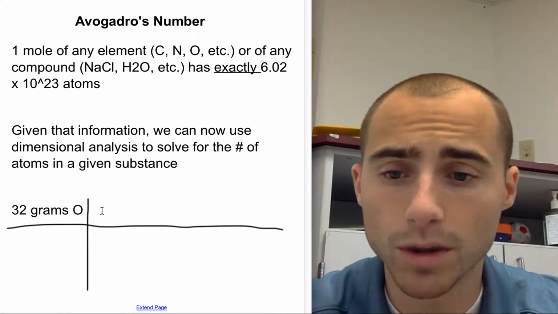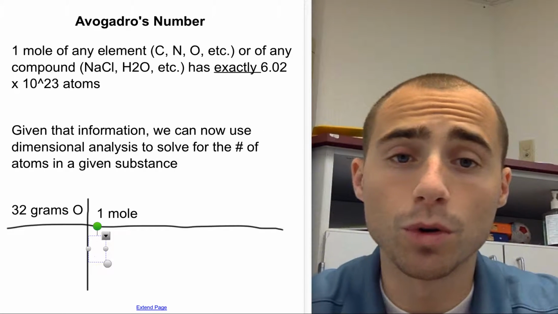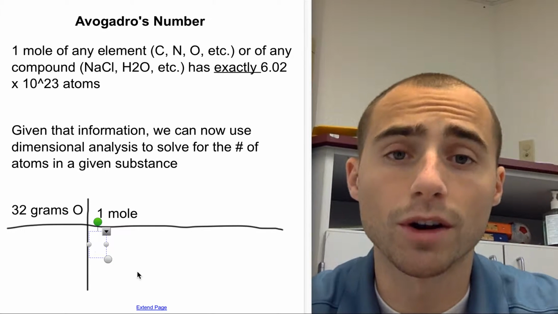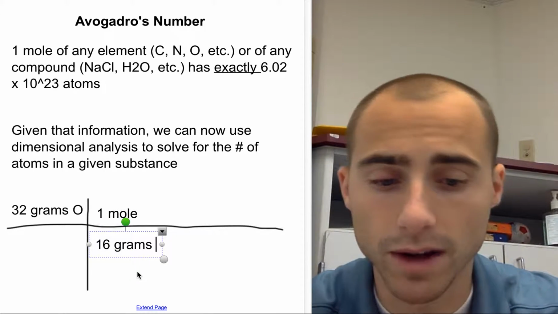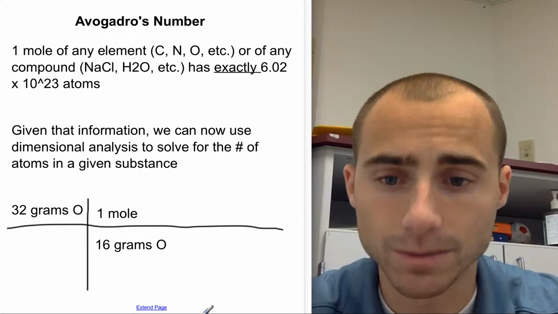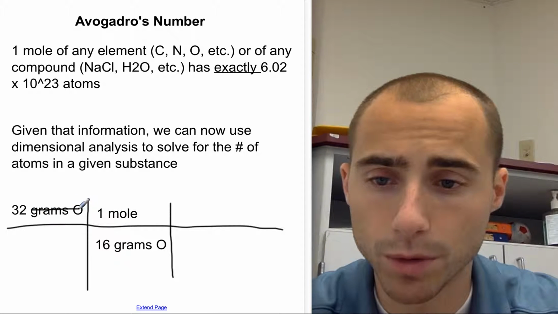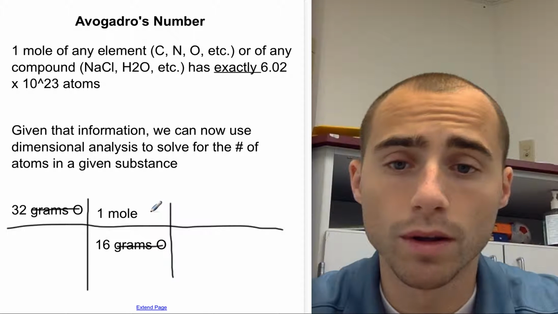Now you should know already how to get from grams to moles, right? We want to end up with 1 mole right here. So what is the molar mass of oxygen? Because that's what we would want to put here below 1 mole. We look at our periodic table, we see the molar mass of oxygen is 16 grams of oxygen. That's our molar mass. So let's see what we've done so far. We've canceled out grams, boom and boom, and we are left with 1 mole of oxygen.